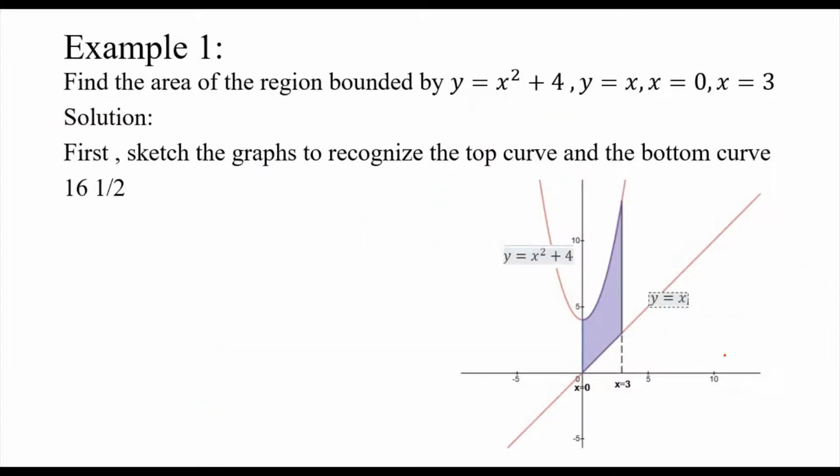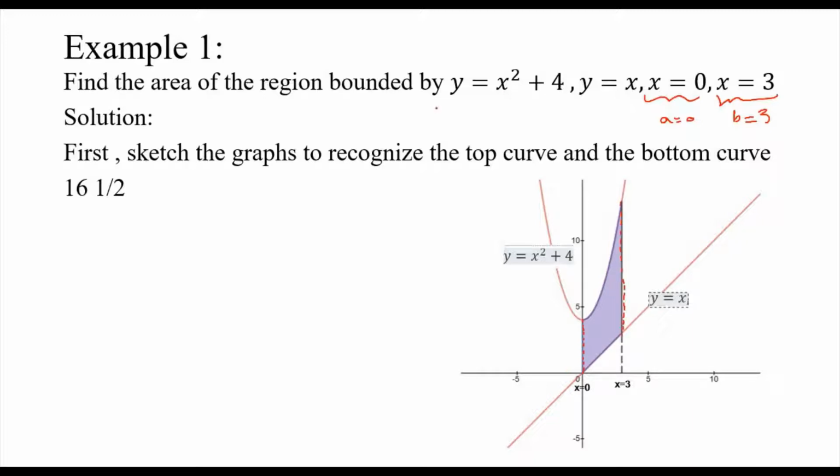Let's look at our first example. We want to find the area of the region bounded by y equals x squared plus 4 and y equals x, and x equals 0 and x equals 3. It is very clear to me that x equals 0 is a, so a is equal to 0, and x equals 3 is b, so b is equal to 3. And I can see here clearly this is x equals 0 and this is x equals 3.